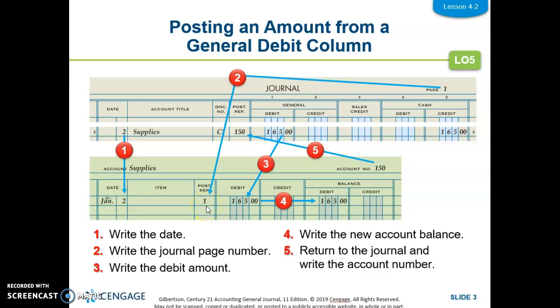The post reference is going to be the page number from the journal that this transaction took place on, so we would put in 1. Then our next step is we will copy the debit amount or the credit amount. For this one, it's a debit amount of $165. We will write the new account balance. We had a debit of $165, therefore our balance is going to be a debit of $165. And the last thing we have to do is take the account number of supplies, 150, and put it in the post reference column in our journal.